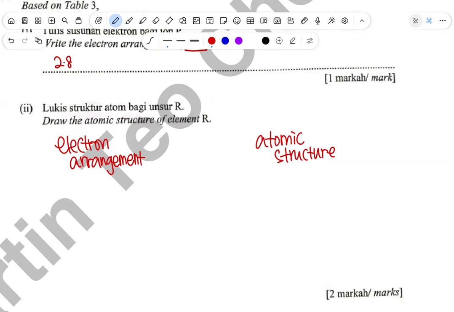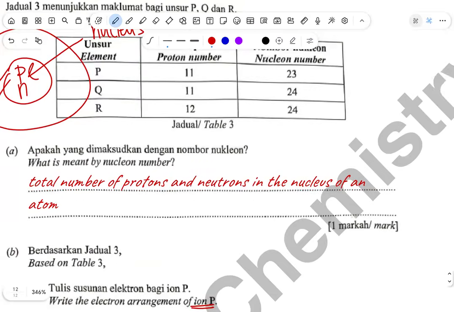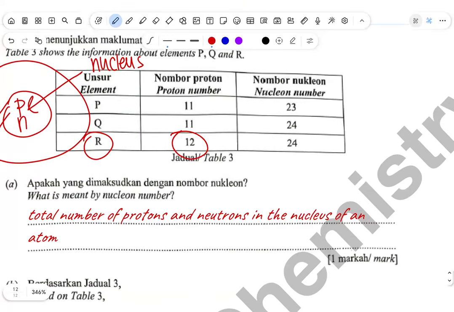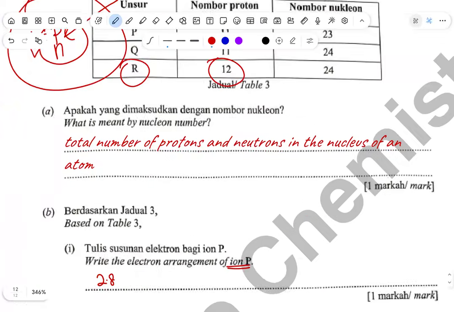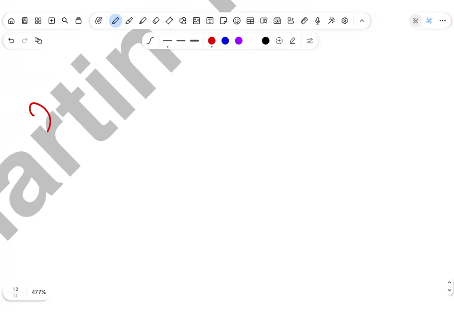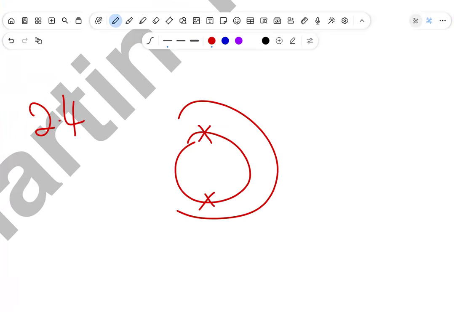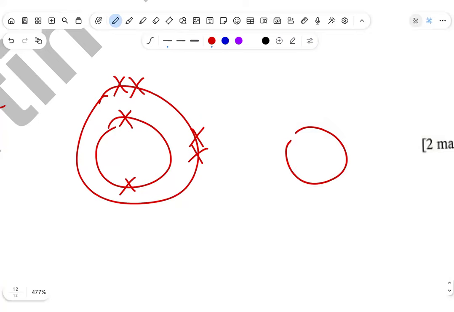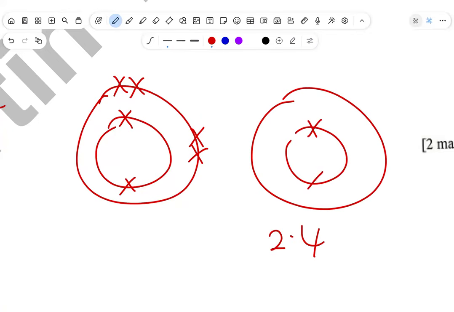Okay, let's talk about electron arrangement first. Element R has 12 protons, so you have 12 electrons. So 12 electrons should be 282. I want you all to be careful with the placement of electrons. Example, if you have the electron arrangement 2.4, many of you will draw like this. 1, 2, okay, 4 electrons. 1, 2, 3, 4. Do you know this is wrong? You cannot draw 4 electrons like this. Okay, so what is the proper answer? If 2.4, you should draw like this.